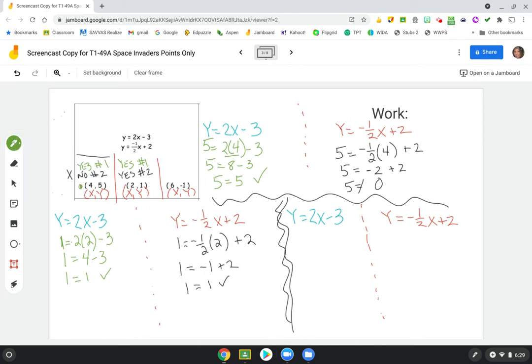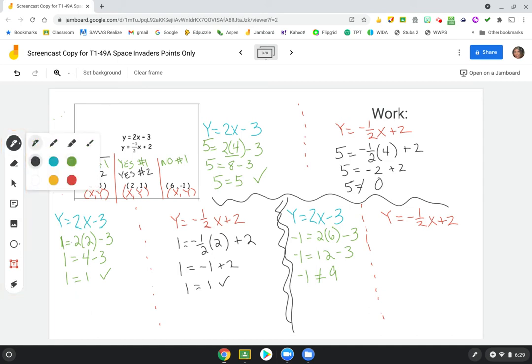So now I'm going to check the point 6, negative 1. So y is negative 1, and 2 times 6 minus 3. Well, 2 times 6 is 12. And I know that 12 minus 3 is not negative 1. So negative 1 does not equal 9. So that means no, the point 6, negative 1 is not on line 1.